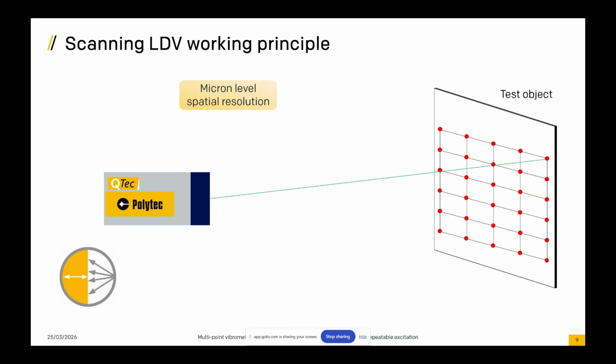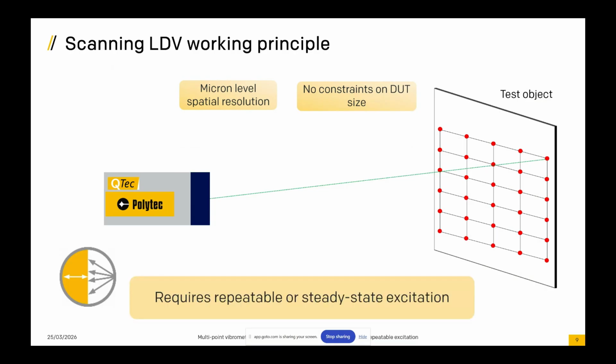So in terms of lateral resolution, we have micron level spatial resolution across the surface. No constraints on the size really, because we have scanning in our macroscopic vibroscan systems, as well as scanning in the microscope-based systems. And like I mentioned, we just need to have a repeatable or steady state excitation. And there's basically no limit on number of points. The spatial density can be really high if you have really complex deflection shapes or really high frequency, short wavelengths.